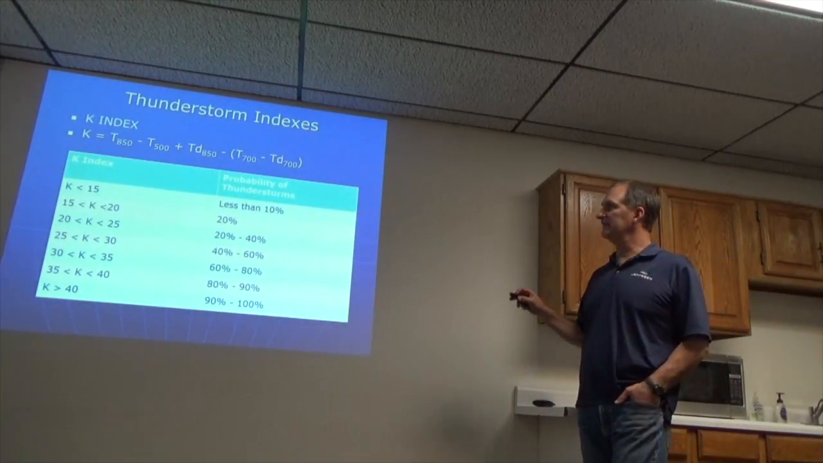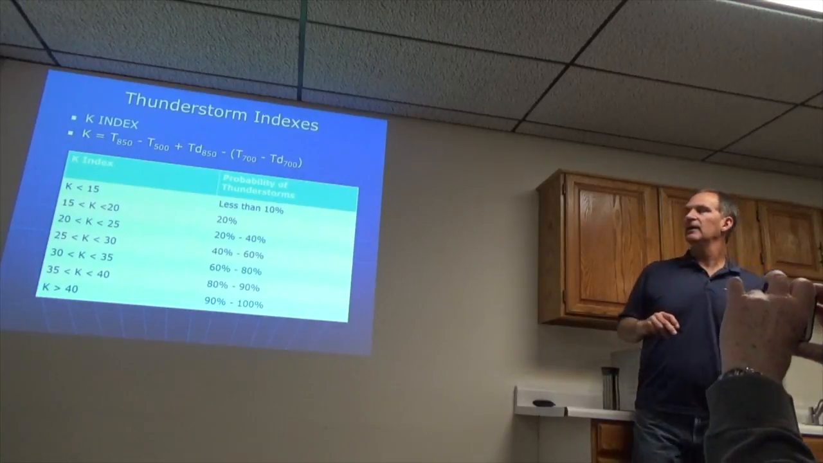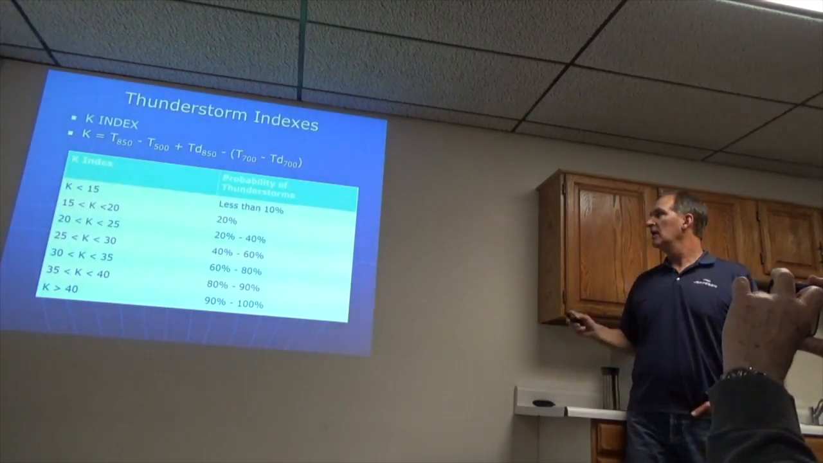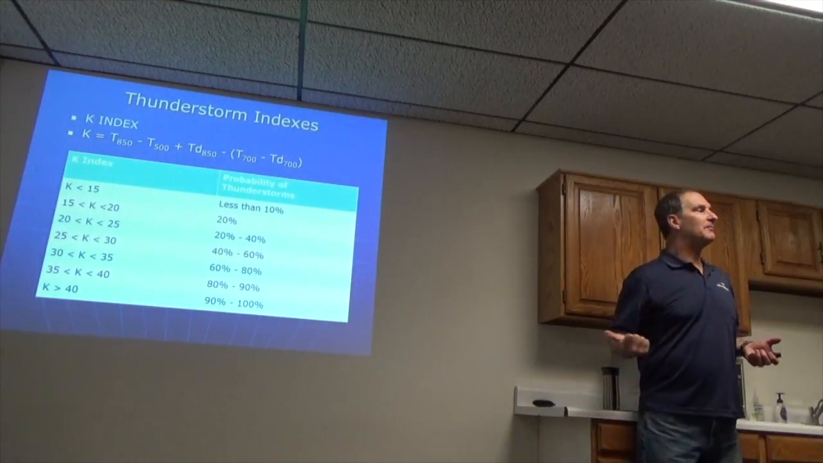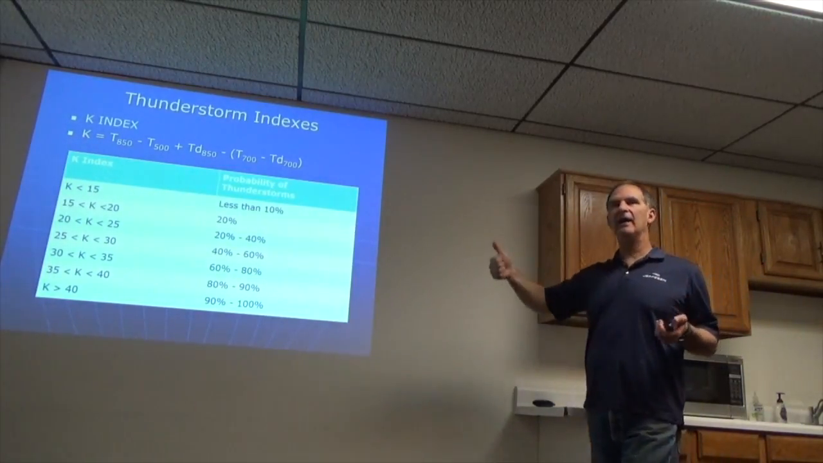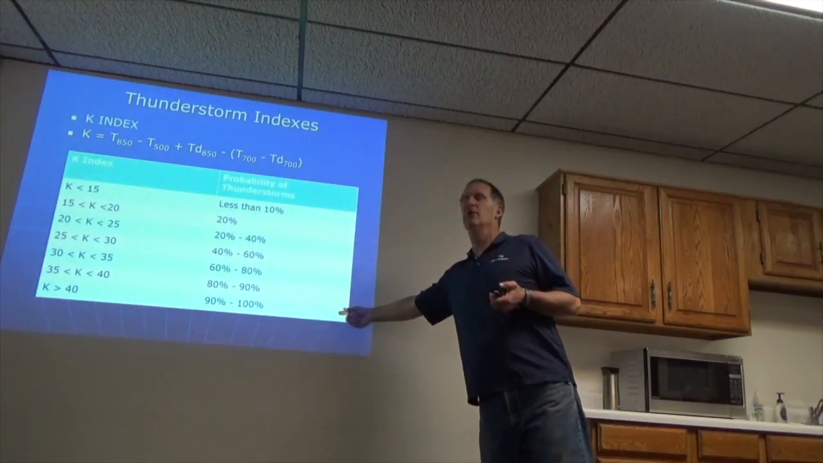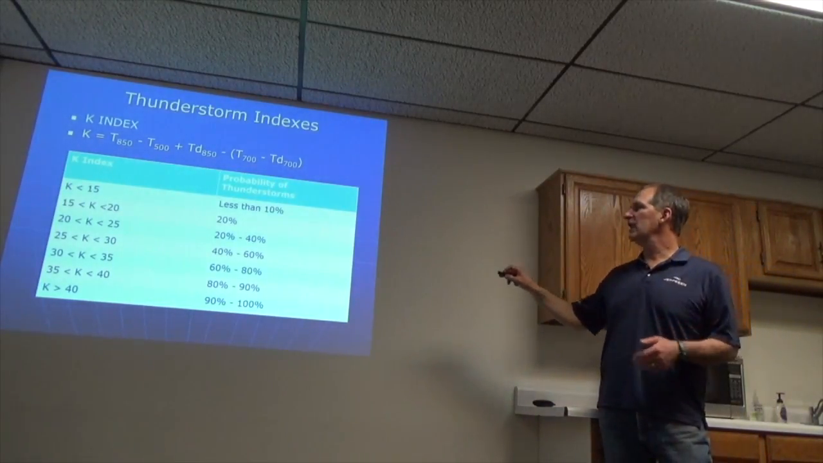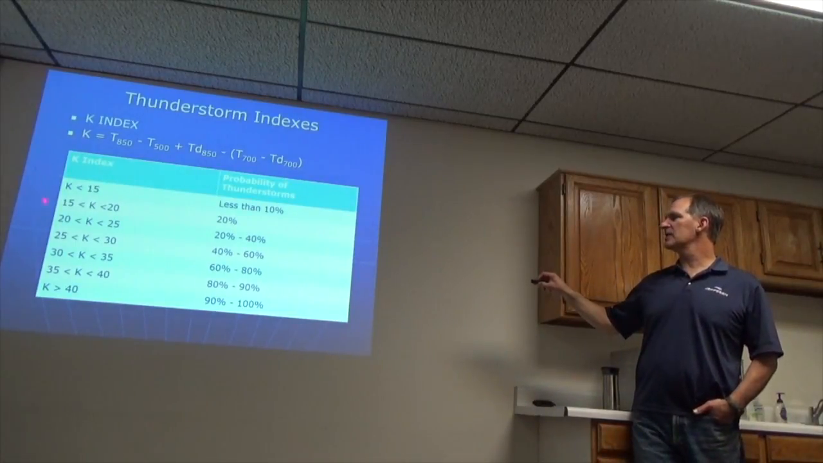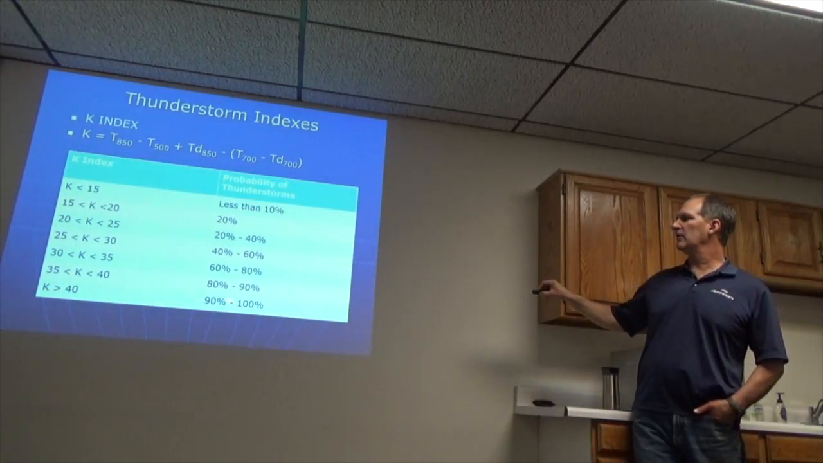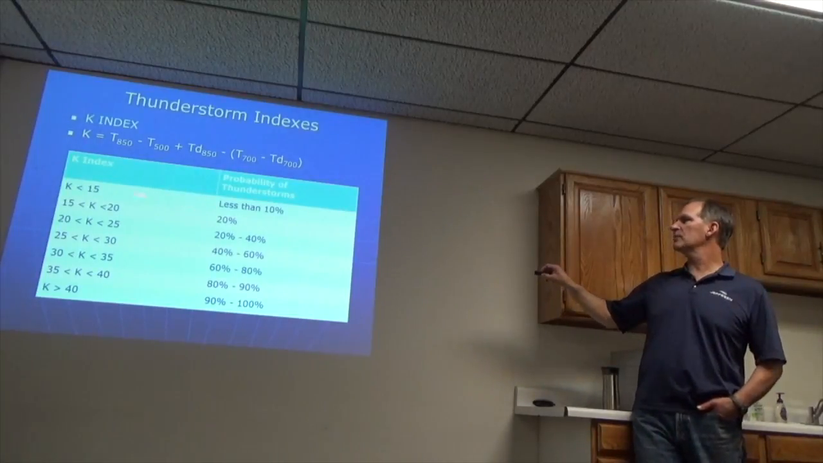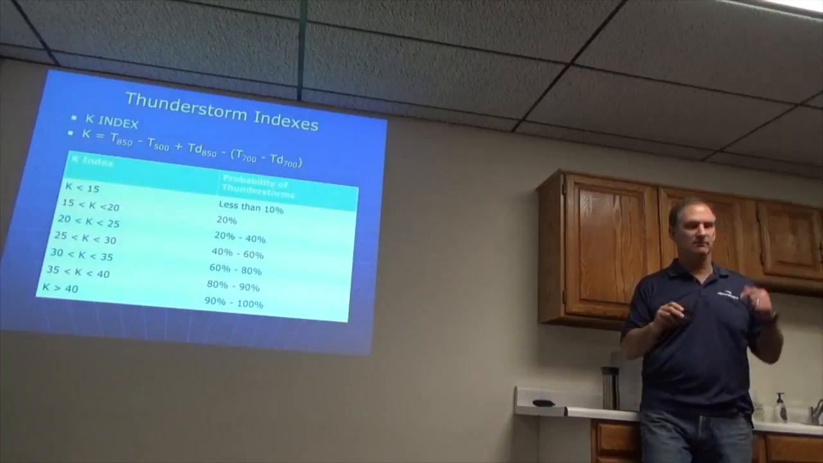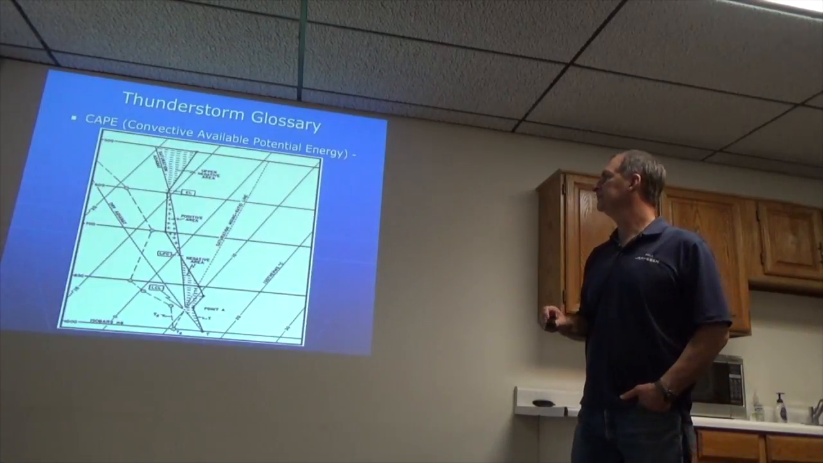K index is a little bit different. It takes moisture into account at 850 and 500 millibars as well as 700 millibars. And it is the opposite of the lifted index. So the higher the K number, the greater your chance of thunderstorms. The lower the number, the less of a chance. So we use it in probabilistic terms here. You see here, if your K is greater than 40, hey, really good chance of thunderstorms. If it's less than 15, less than a 10% chance. And again, those numbers are on that handout like that.